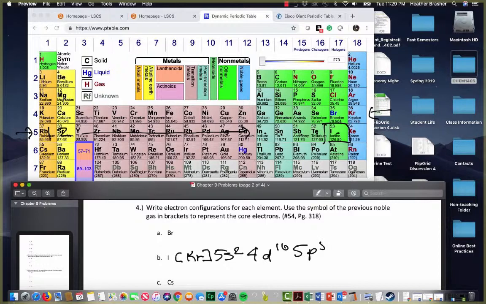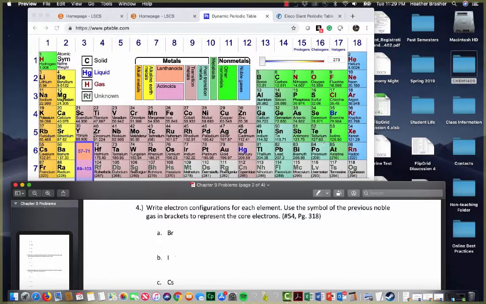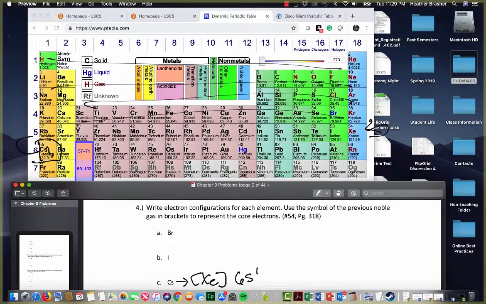Now what we're going to do is go to cesium. So this guy right here is here. So you go to right before it, which is xenon. And then you are here. There's only one. So 6s1. So this makes it much easier, so that if you're farther down here, you're not writing all of this that's up here consistently all the way down.